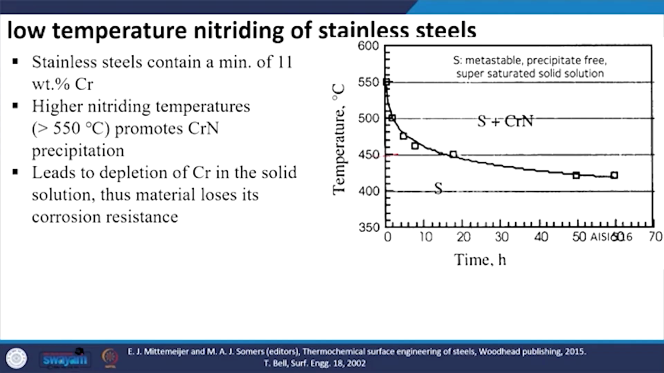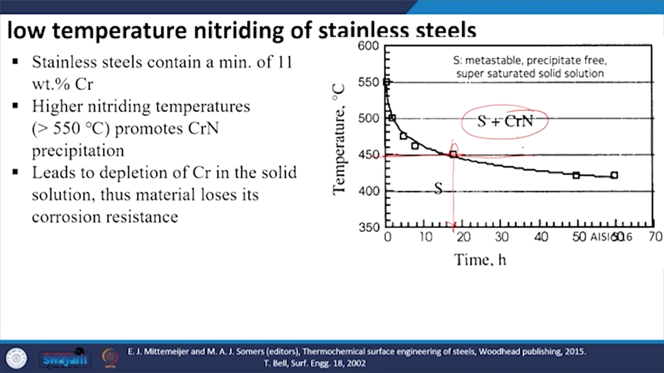So that means nitrogen can go inside and dissolve, but chromium nitride cannot form, because chromium nitride formation requires chromium and nitrogen to come together. So this plot shows that if somebody chooses 450 degrees Celsius as a nitriding temperature, then you should do 20 hours of nitriding time only. If he increases the time beyond that, you will form chromium nitride. It is bad for the corrosion resistance, because chromium is essential in the dissolved state to improve the corrosion resistance.